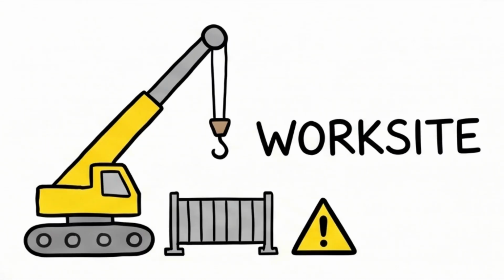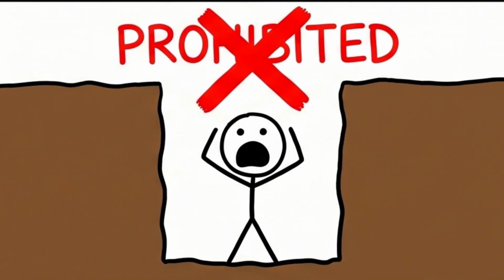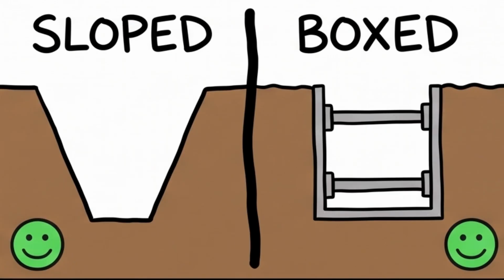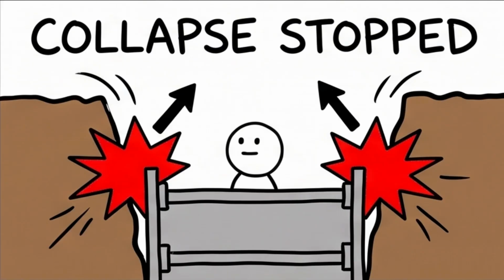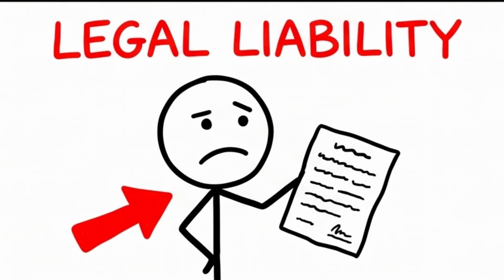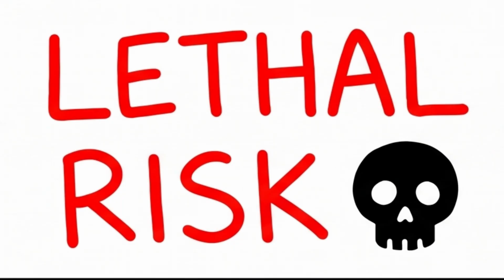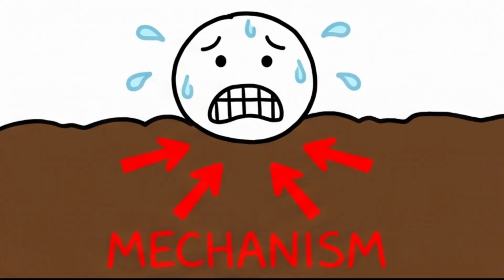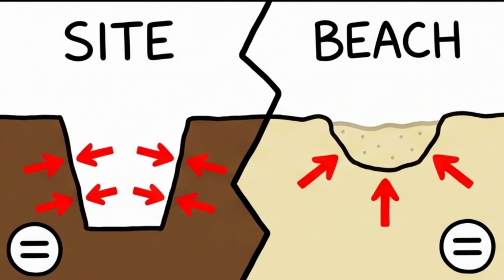Dig a trench on a building site. An unsupported hole past a certain depth is simply not a place a worker is allowed to be. It gets shored, sloped, or boxed first. There are steel structures whose only job is to sit in a hole and stop the walls arriving. Someone has to inspect it. Someone is legally responsible for it. All of that exists because unsupported trenches kill workers, reliably, by the mechanism described here, and the industry stopped calling it bad luck. The hole on the beach is the same physics with better weather.